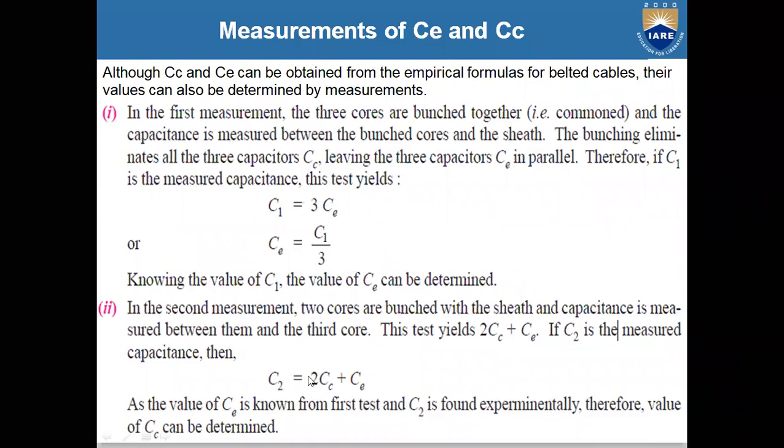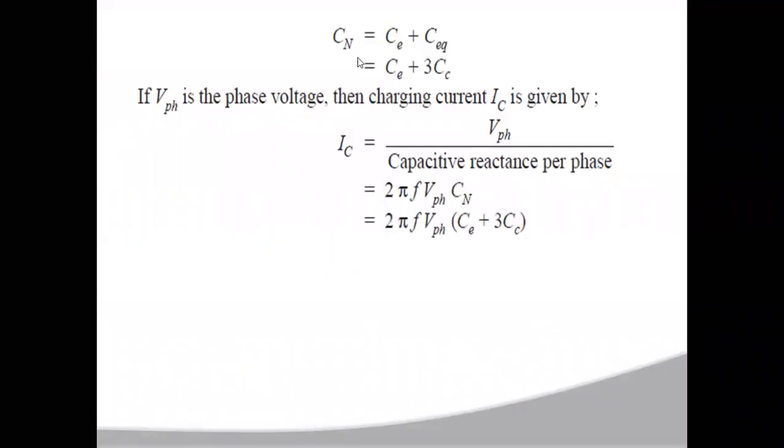Now from the equivalent circuit, C2 will be equal to 2Cc plus Ce. So from this expression, Cc is equal to (C2 minus Ce) by 2. So this is how you can get the values of Ce and Cc. Once you get Ce and Cc, you use this formula to get the per phase capacitance. Per phase capacitance Cn is equal to Ce plus 3Cc. So this is one method.